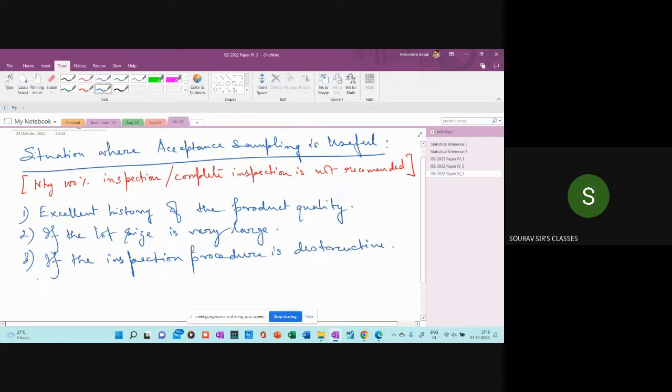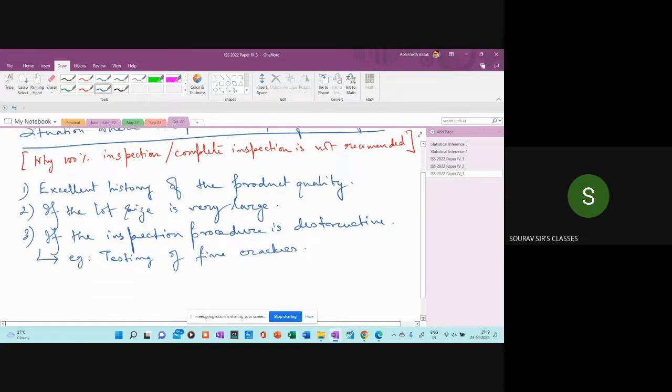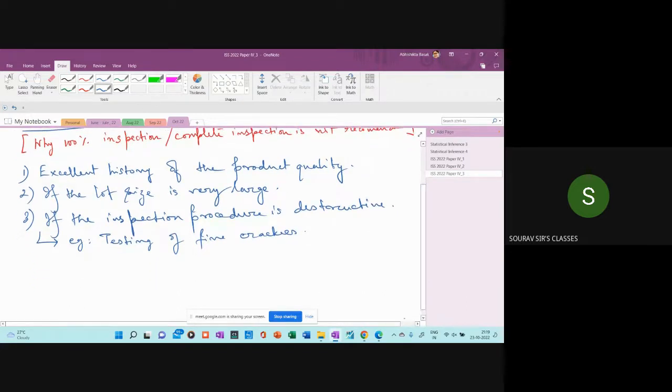If the inspection procedure is destructive, for example, testing of firecrackers, we can't do 100% or complete enumeration. If we check all the firecrackers by burning them, we are left with zero. So we need to choose a sample, and then go for this.